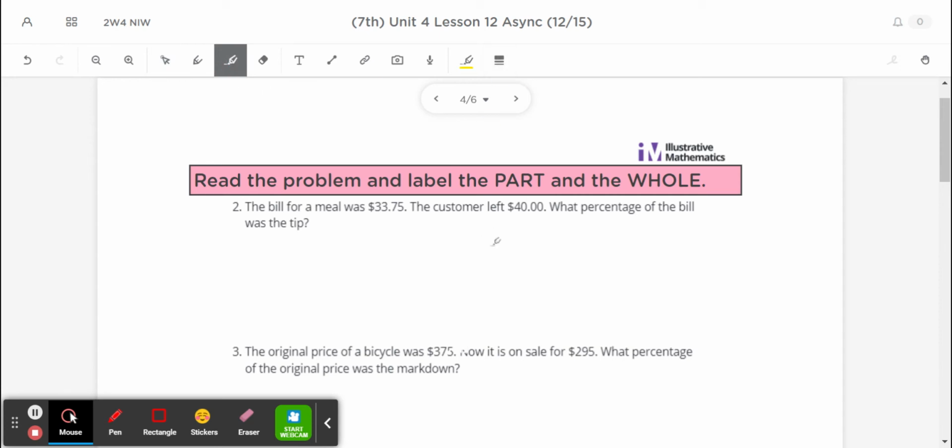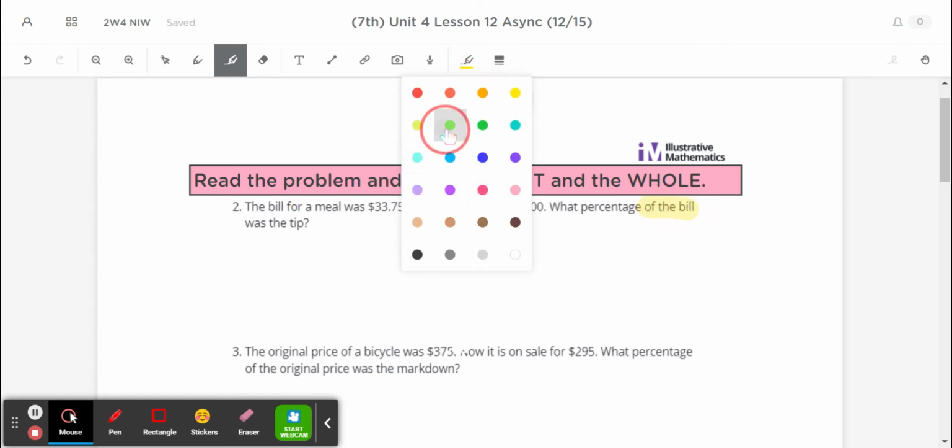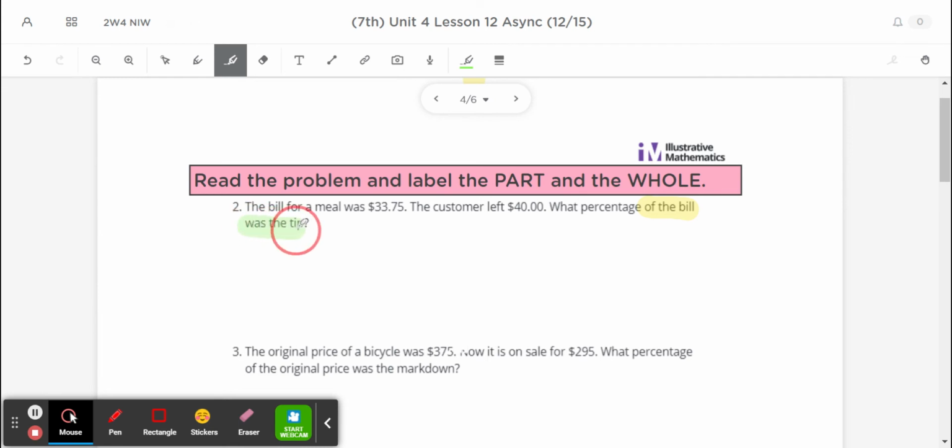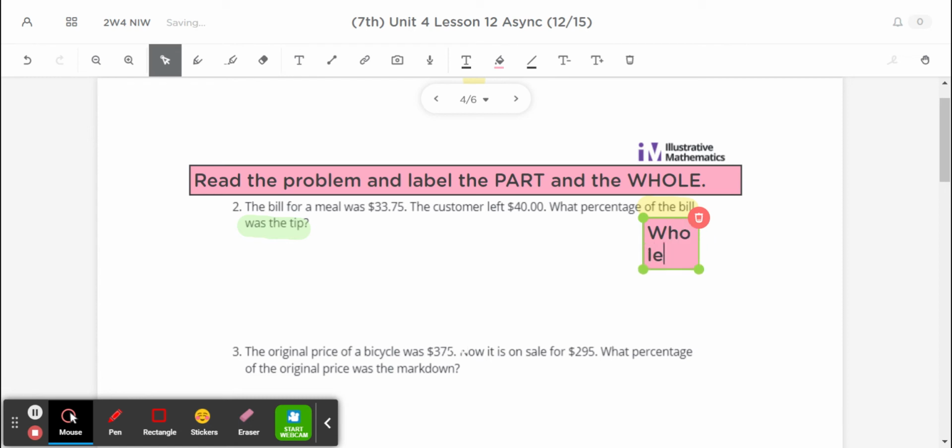Okay, so you should have tried this on your own first. We know that we're looking for what percentage of the bill was the tip. And so that phrase, percentage of the bill, tells us that the whole is the cost of the entire bill. And so I'm going to go ahead and label that whole.